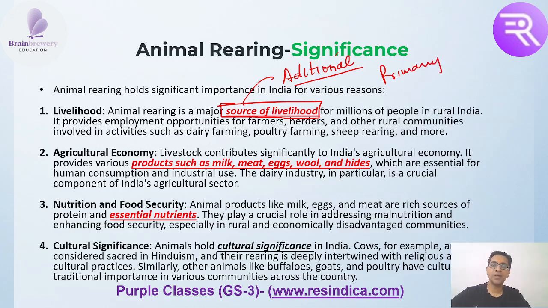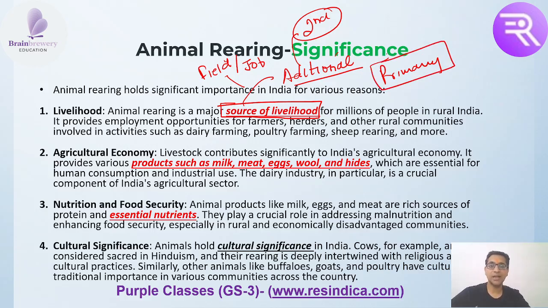Additional means anybody who is already working on fields, or who has a certain job, and is also doing something related to animal rearing, so that is going to be their second source of income, right? Some people don't have land, so they are landless people. Maybe they have their primary livelihood, which means they are dependent on animal rearing only for their primary livelihood, right?